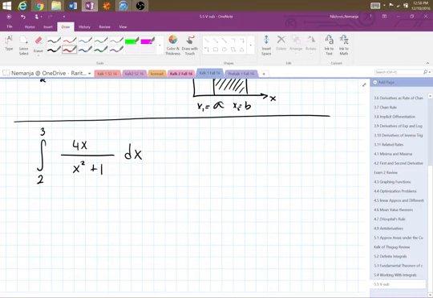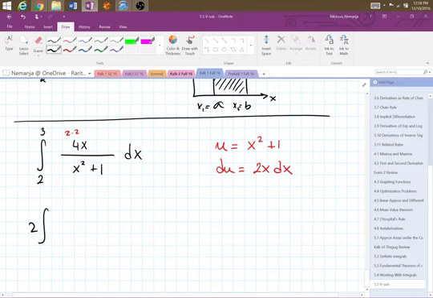What is u? And du? 2x dx. Good. So you see that you can write this 4 as 2 times 2, right? So we kick one of the 2's outside. And what do we get? Very good.